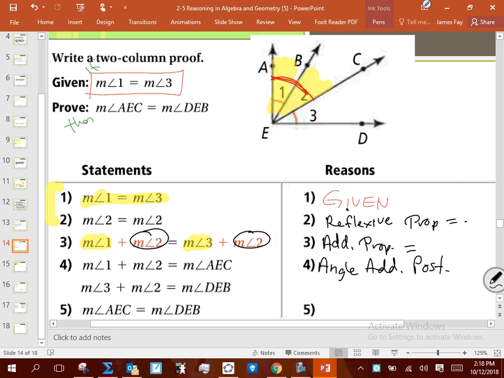Now, can I say the same thing about 3 and 2? If I look at angle 2 and add that to angle 3, does that give me the entire angle BED? Yeah. So that's why these two statements are written under the same number 4, and we only need that one reason for both, angle addition. Both these statements are angle addition.